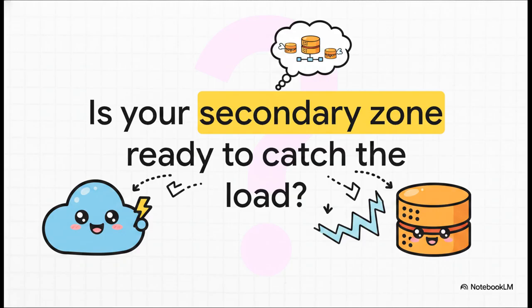But as we wrap up this explainer, I want to leave you with a critical fault tolerance question to ponder as you design your own highly available environments. If your primary DNS server goes dark right now, is your secondary zone actually configured and ready to catch the load, or will your entire network go blind?